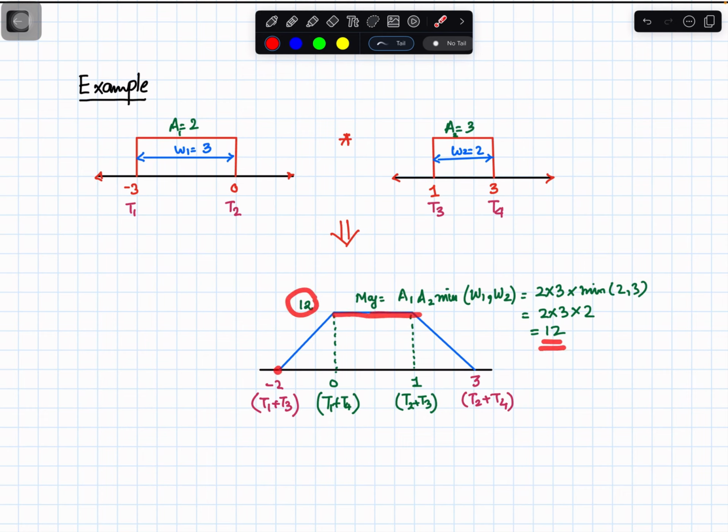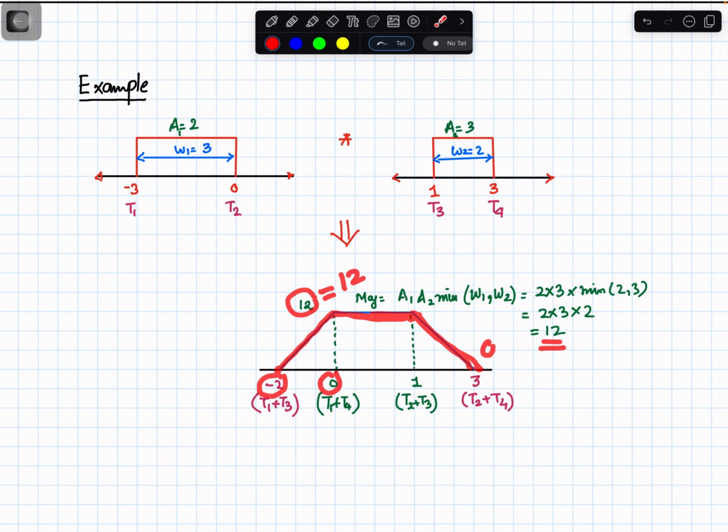So this trapezoidal function will be increasing from 0 to 12 from time minus 2 to 0, and then from 0 to time 1 it will remain constant equal to 12, and then from time 1 to 3 it will be decreasing in terms of magnitude and finally reaching to the 0.